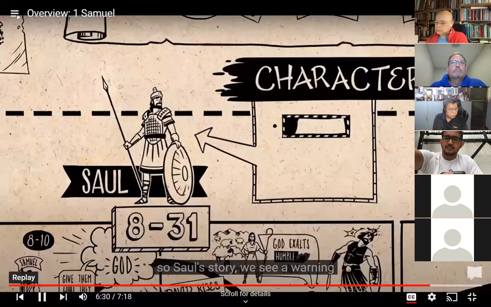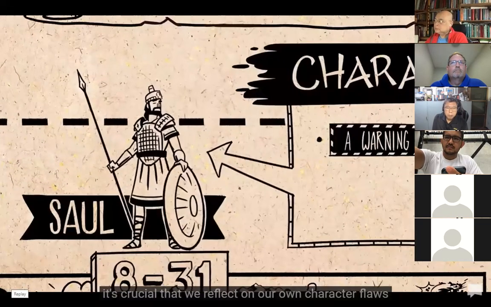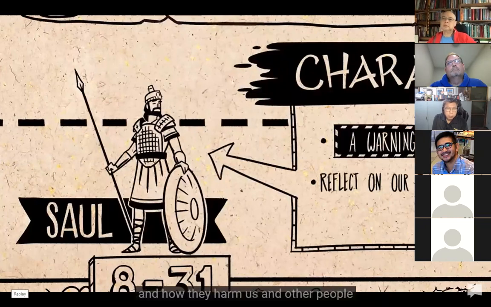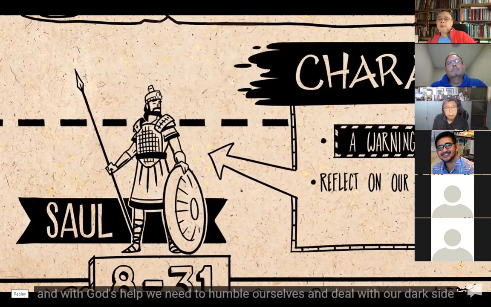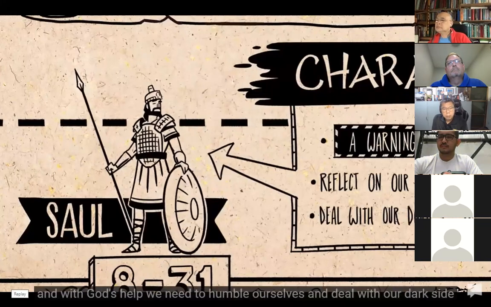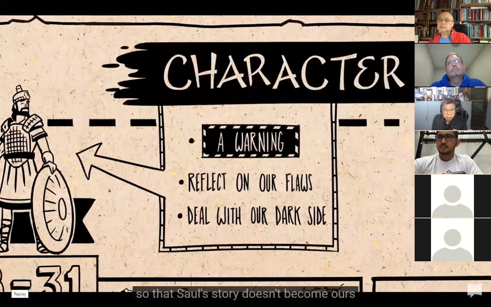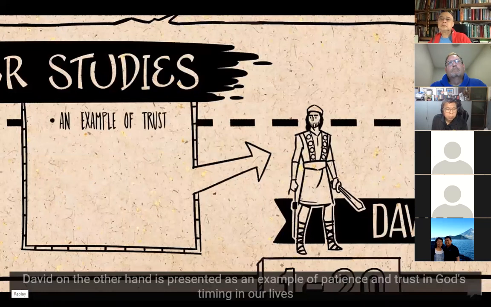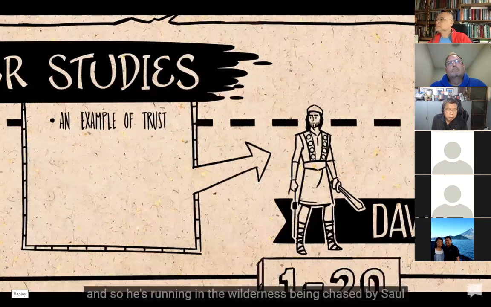So in Saul's story, we see a warning. It's crucial that we reflect on our own character flaws and how they harm us and other people. And with God's help, we need to humble ourselves and deal with our dark side so that Saul's story doesn't become ours. David, on the other hand, is presented as an example of patience and trust in God's timing in our lives. And so he's running in the wilderness, being chased by Saul.